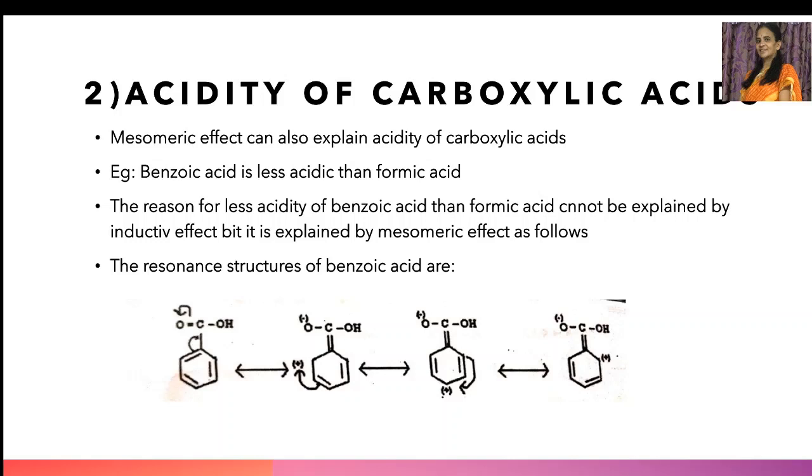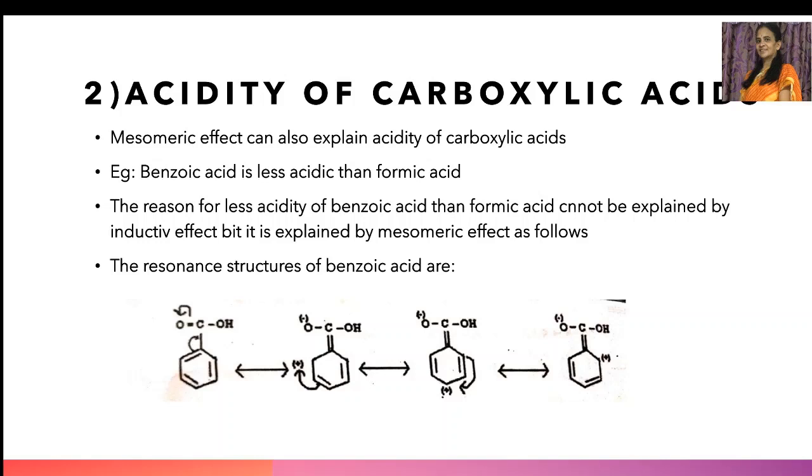Let us see the resonance structures of benzoic acid. Benzoic acid has a COOH group and a phenyl ring, or benzene ring, C6H5COOH. Now here, this oxygen is more electronegative. It pulls the bond pair of electrons between carbon and oxygen towards itself. This is the electron withdrawing effect of the COOH group. Then this bond shifts towards this carbon, so this carbon-carbon bond becomes a double bond, and this oxygen suffers with a negative charge.